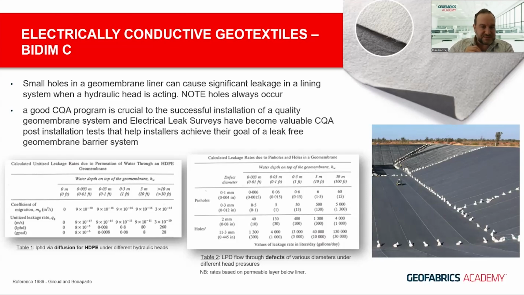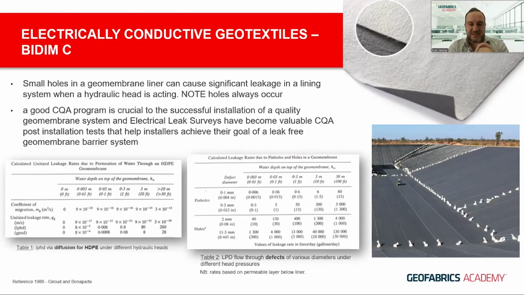So, for example, you can see when you have a water head of 3 meters on a geomembrane, that pure diffusion mechanism through the membrane itself, without any holes, is still going to result in something on the order of 80 liters per hectare per day passing through at a molecular level. But it's actually the defects that are expected, and that can then lead to significant leakage.